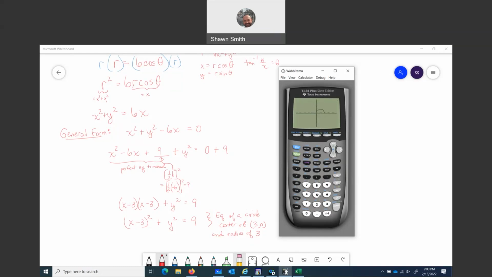Number 5, to scale. So that's a circle. And you can see right there, your center is at 3, 0 with a radius of 3.